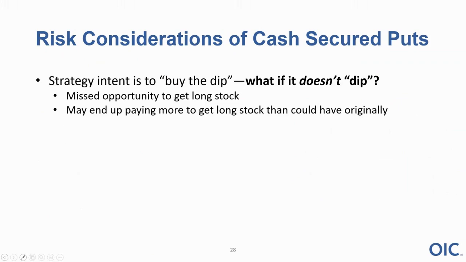We can no longer buy it for 100. We missed that opportunity to get long stock. Maybe that's okay with us. Or maybe we decide that we are going to get the long stock, and we're going to end up paying more than we originally wanted to. Or maybe we just realize that, okay, this one didn't work out.